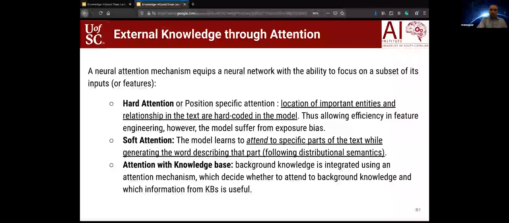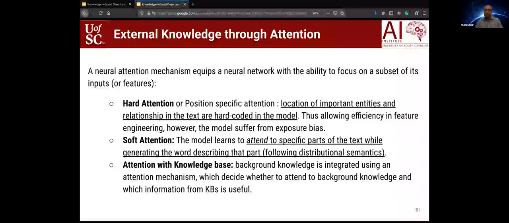External knowledge through attention goes through hard attention, soft attention, and attention with the knowledge base. In a hard attention mechanism, you know the importance of these entities and relationships, and you hard code that in the model. Suppose I have an embedding of certain words, and we want to modulate, or change, the embeddings of those words by multiplying them by attention weights, which say that these words are more important than the others. This is very similar to a TF-IDF measure, where rather than calculating TF-IDF vectors, you're calculating TF-IDF scores, and you are actually changing your embedding models.